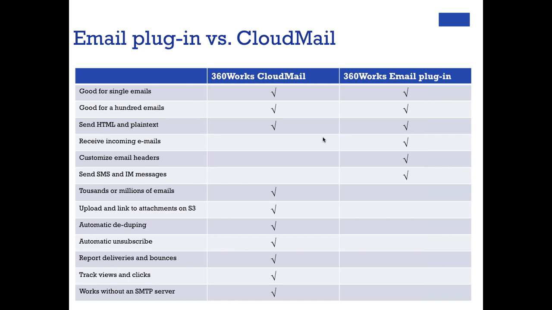And working without an SMTP server, that's the fundamental baseline difference between these two plugins. The email plugin is designed for sending via SMTP. CloudMail is a completely different delivery mechanism that does not use SMTP, at least not between us and Amazon. Amazon eventually uses SMTP because the recipient has to receive it that way. But those are the fundamental differences.